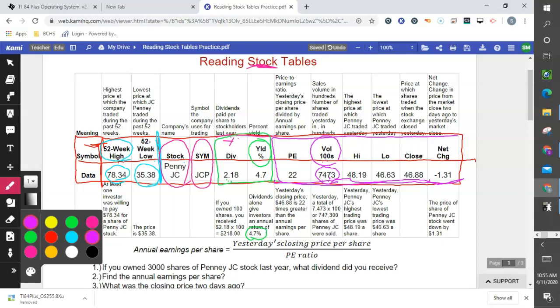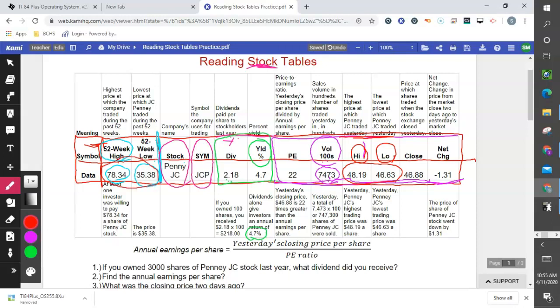Okay. Now the high is the highest amount that was sold yesterday. This is all yesterday. The low is the lowest amount that a share was sold yesterday. Okay, it's 46.63. And if you look at these two, they are within the range of the 52 weeks, because everything that is sold within 52 weeks has to fall in there.